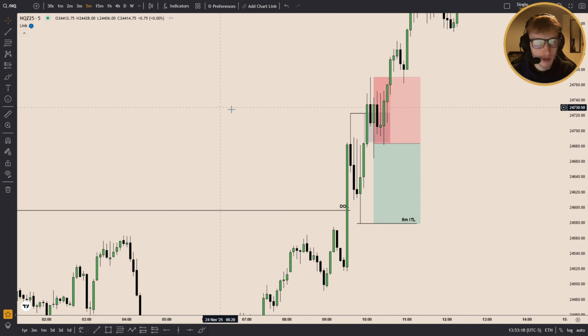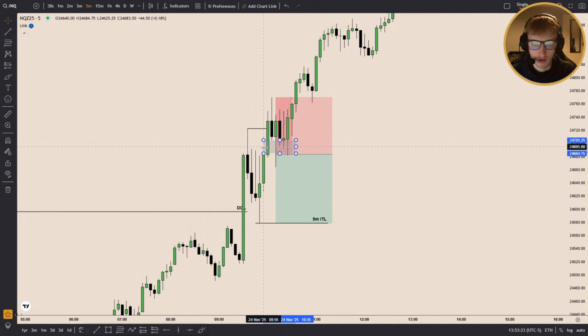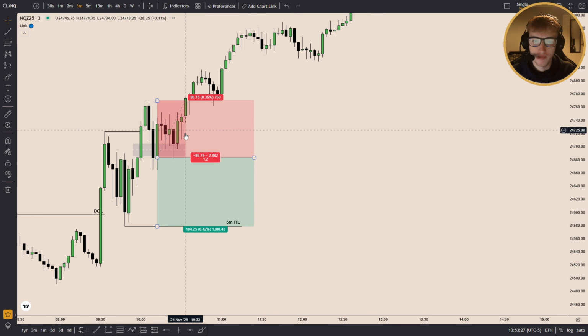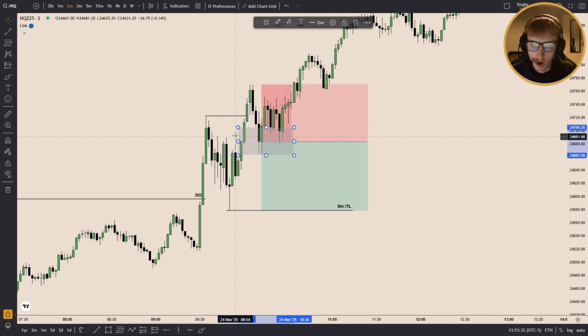But yeah, I could have been more cautious here. I could have definitely been more cautious. We put in a 5-minute as the 3-minute closed, so this only just formed. We obviously respected the 5-minute. And also we had a lower 2 minutes. So I could have been more cautious here for sure.